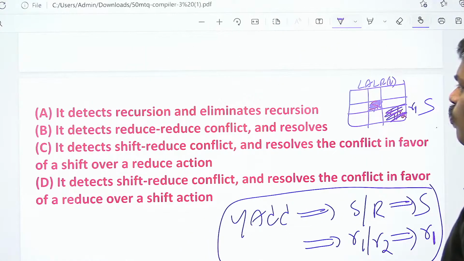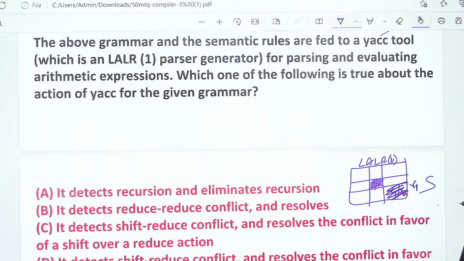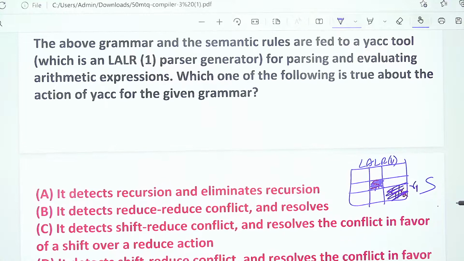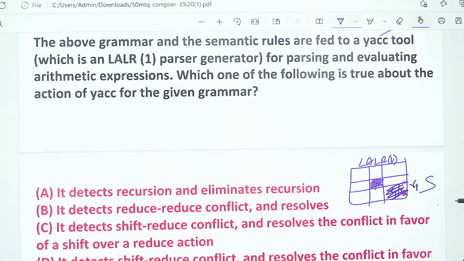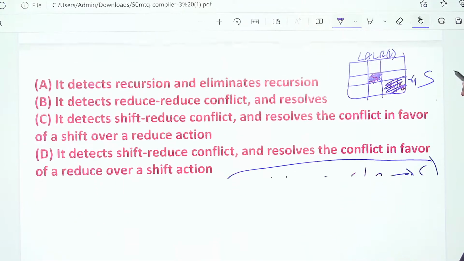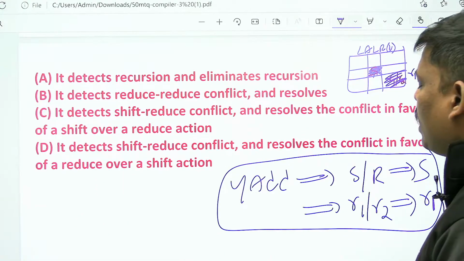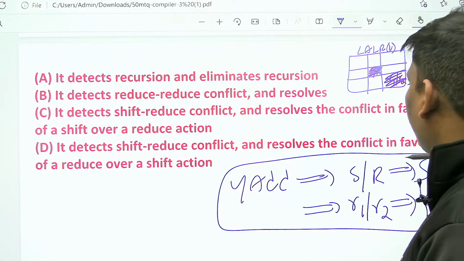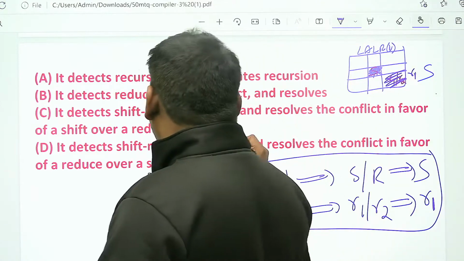Now, can you help me? What is the answer for this problem? He is asking, what is the problem? The above grammar and the semantic rules are fed to an ACT tool, which is the LALR1 parser generator, for parsing and evaluating arithmetic expressions. Which one of the following is true about the action of ACT for the given grammar? It detects shift reduce conflict and resolves the conflict in favor of shift over reduce.